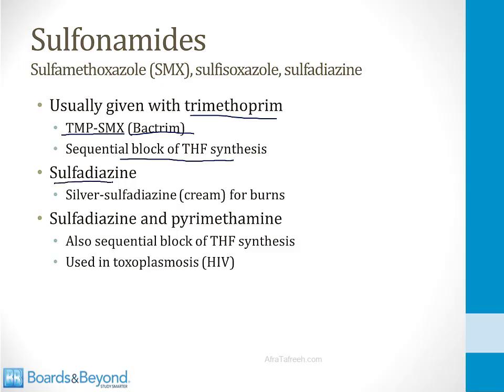Sulfadiazine is sometimes given as a silver sulfadiazine cream for burn patients, and sulfadiazine is given together with pyrimethamine for sequential block of tetrahydrofolate synthesis. This combination is often used to treat toxoplasmosis in patients who have HIV infection.